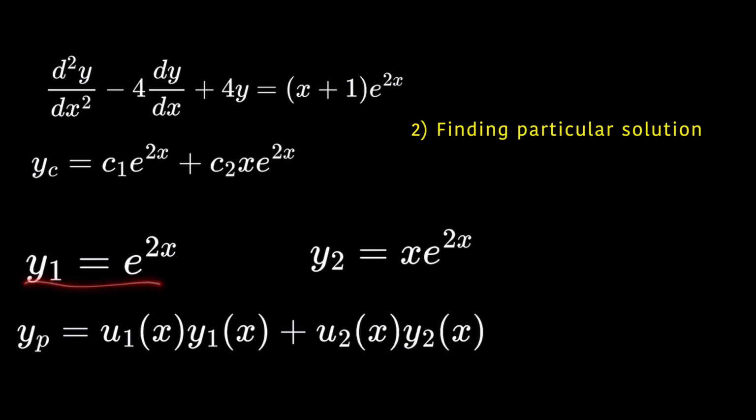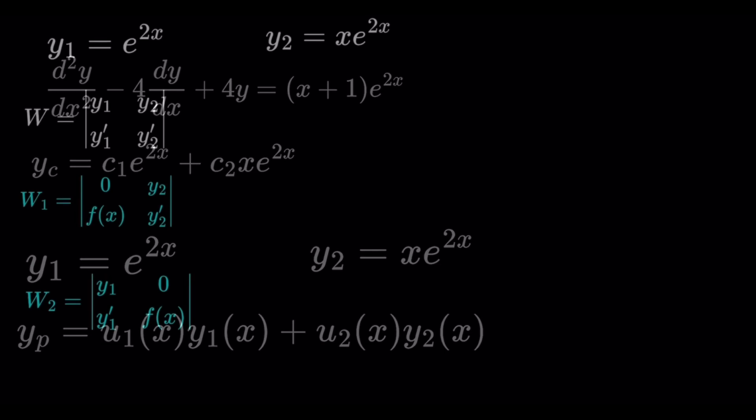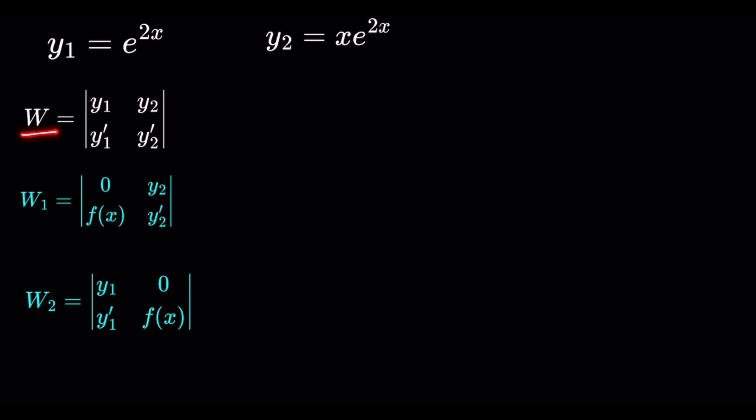We know the values of y1 and y2, which are going to be substituted into their respective positions. To find the values of u1 and u2, we are going to be using the Wronskian method. For that, we'll be finding the Wronskian determinant w by substituting the values of y1 and y2 into the Wronskian matrix. So let's do that.